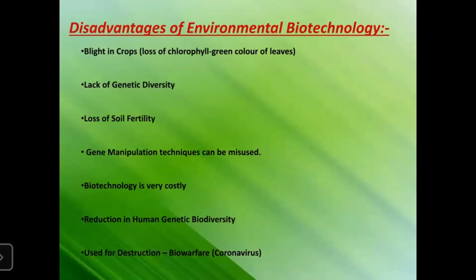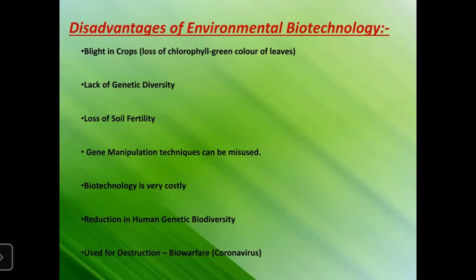Now there are also many disadvantages of environmental biotechnology. Number one is blight in crops. In blight in crops, we can see that the implementation of biotechnology has led to the unfortunate development of blight in crops. What is blight? Blight is a type of condition where there is chlorosis, or loss of chlorophyll green color of leaves. This may lead to withering or death of tubers and leaves since the plant would not be able to carry out adequate photosynthesis.